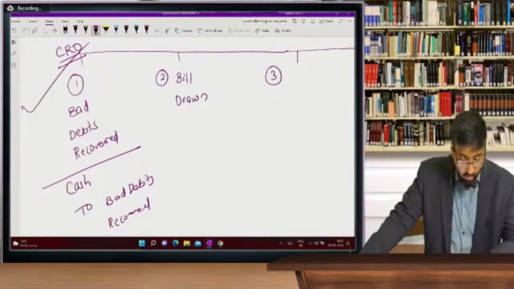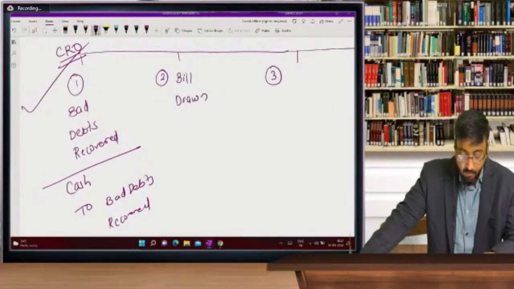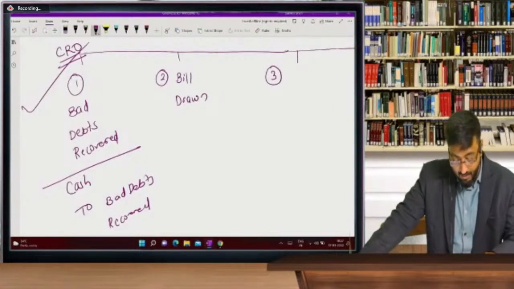No, Gaurav. General reserve first use करना, then P&L. Yes, beta, you are correct. General reserve, then P&L.